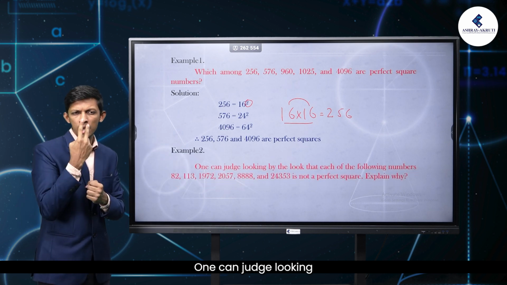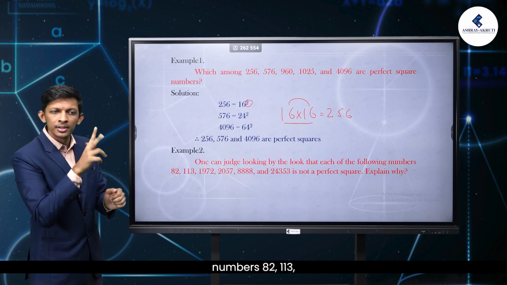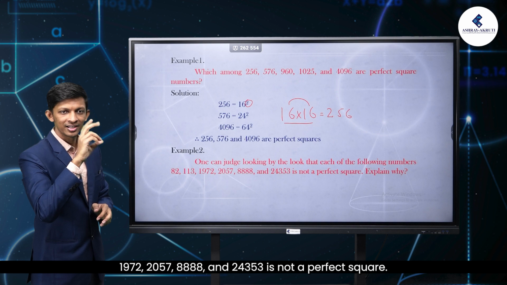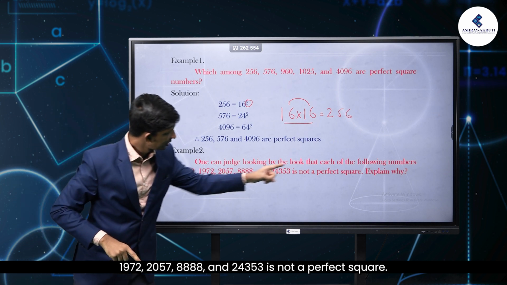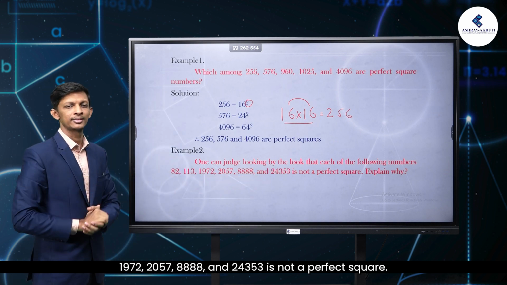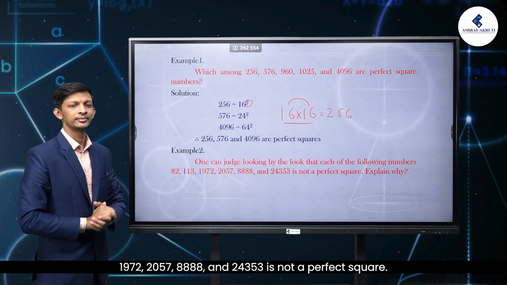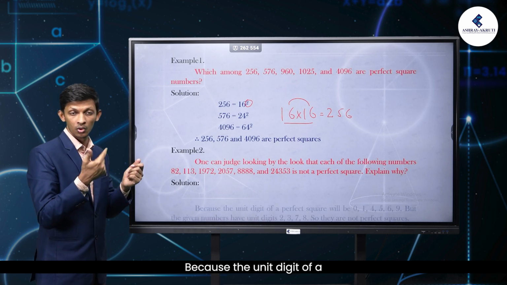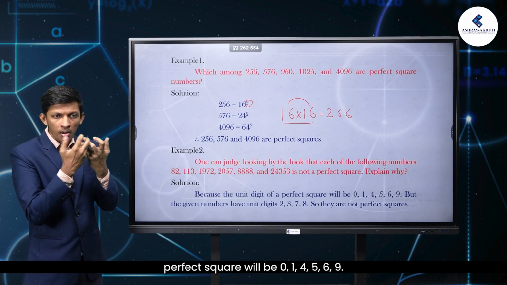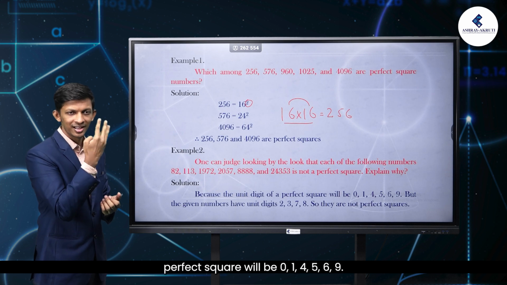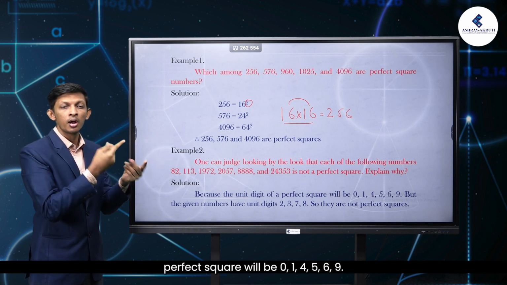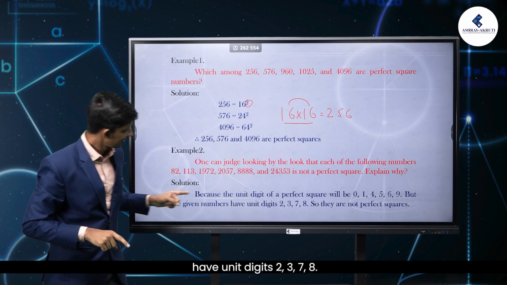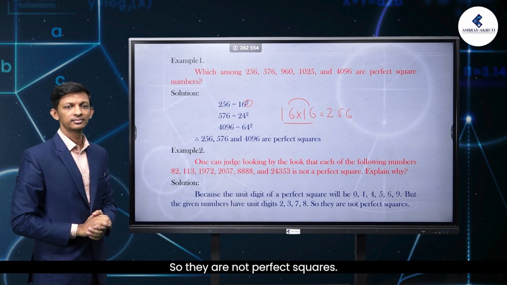Example: one can judge by looking that each of the following numbers 82, 113, 1972, 2057, 8888 and 24353 is not a perfect square. Explain why. Solution: because the unit digit of a perfect square will be 0, 1, 4, 5, 6, 9, but the given numbers have the unit digits 2, 3, 7, 8, so they are not perfect squares.